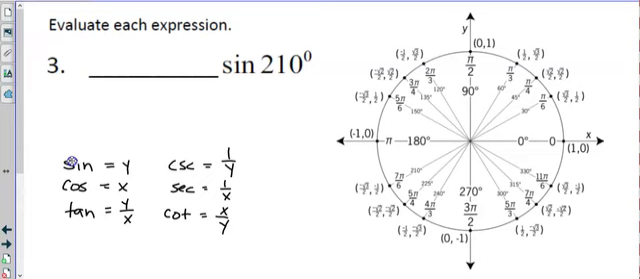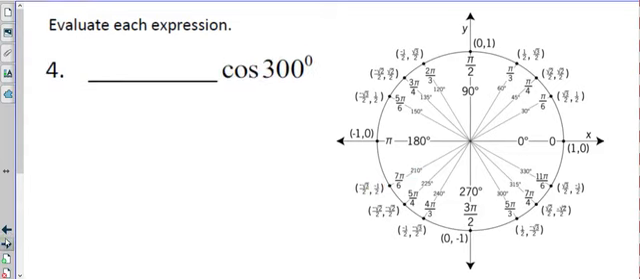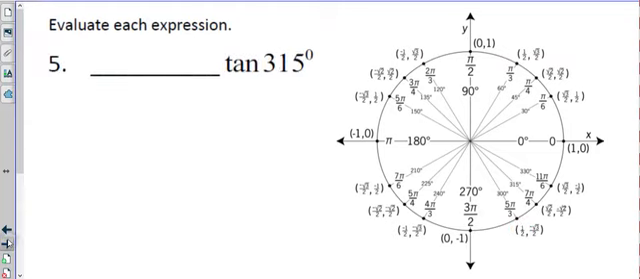Okay, so now sine of 210, it's super simple using the unit circle. All we have to do is find 210 degrees and pick out, because it's sine, the y value, negative 1/2. Done. Cosine of 300. This is number 4, so moving down on your paper. Cosine of 300, all we have to do is find 300 degrees. It's right here. Cosine is your x value, 1/2. Done.